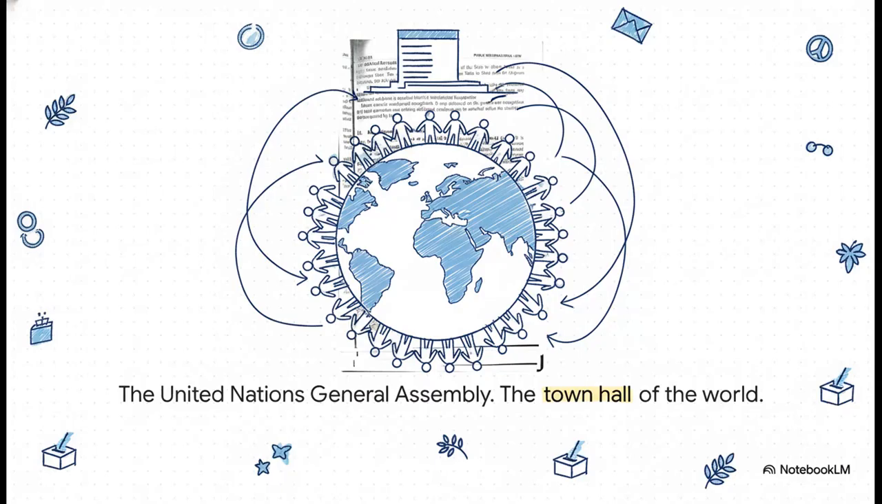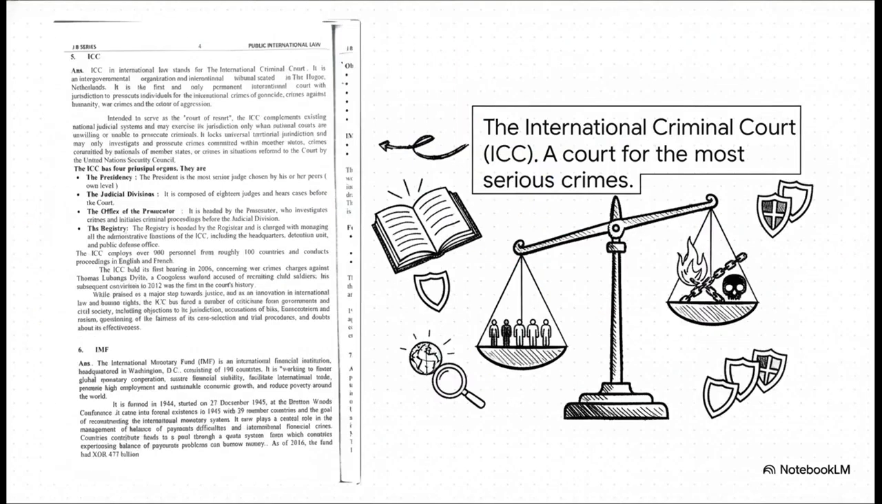And where do all these players hang out? The biggest stadium, for sure, is the United Nations. Its General Assembly is the closest thing our planet has to a global town hall. It's the one place where all 193 member states can get together, and every single one, from the biggest superpower to the tiniest island nation, gets 1 vote. Now, besides states, you've got other really important institutions, like the International Criminal Court, or the ICC.